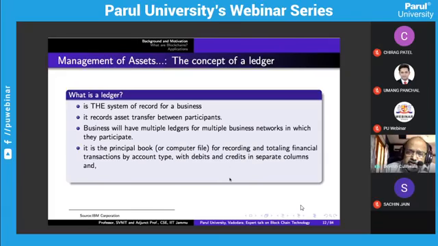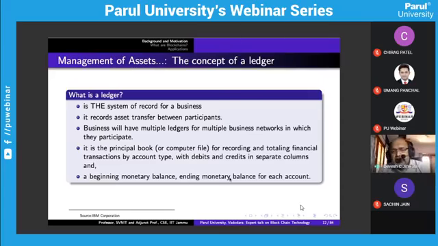And it is the principal book or the computer file for recording and totaling financial transactions by account type, with debits and credits in separate columns. The typical account book which we expect the accountant to write. And it would be giving you a kind of monetary balance, which is beginning monetary balance and ending monetary balance for each account.